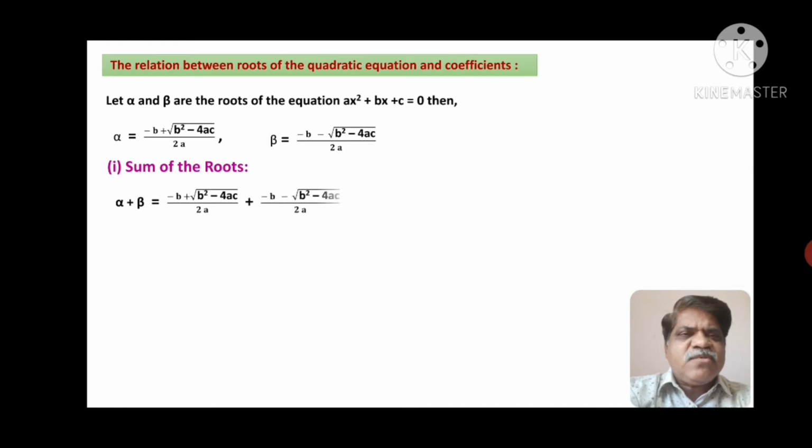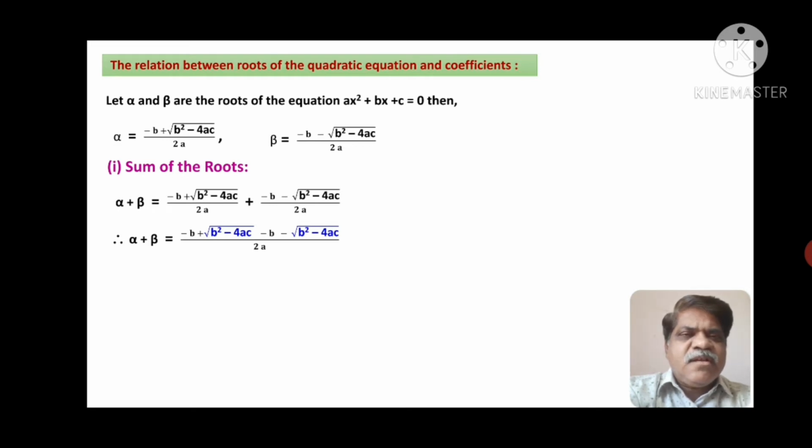Alpha plus beta is equal to (minus b plus under root b square minus 4ac upon 2a), the value of alpha, plus now the value of beta, (minus b minus under root b square minus 4ac upon 2a). We'll simplify the right hand side. Therefore, alpha plus beta is equal to minus b plus under root b square minus 4ac, minus b minus under root b square minus 4ac, upon 2a.